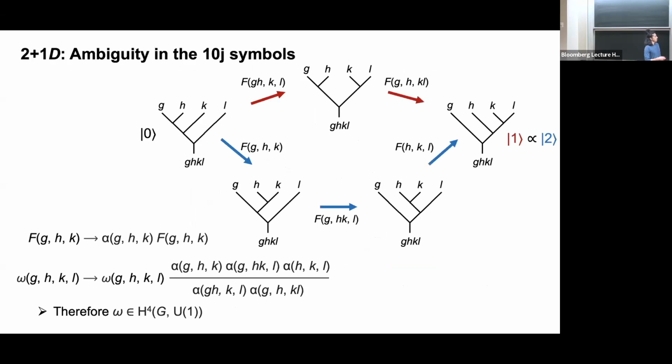Likewise, there's also an ambiguity in the definition of omega. So basically, the definition as a phase difference between these two states depends on the fact that we use 5 different F-move operators in the definition of these two states. And if we redefine these F-move operators by multiplying them by some phase alpha, then we see that omega transforms precisely by a 4-coboundary. Therefore, omega defined in this way gives us an element of the cohomology H4.